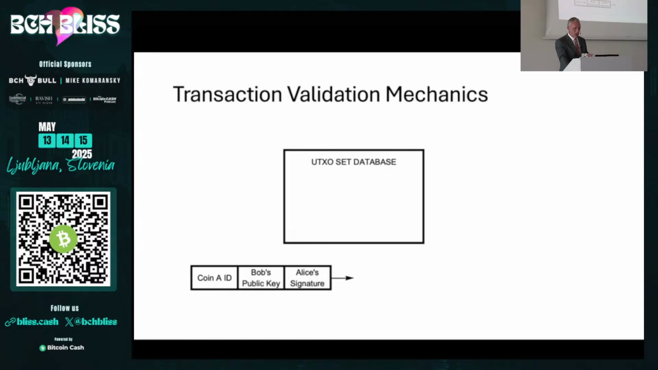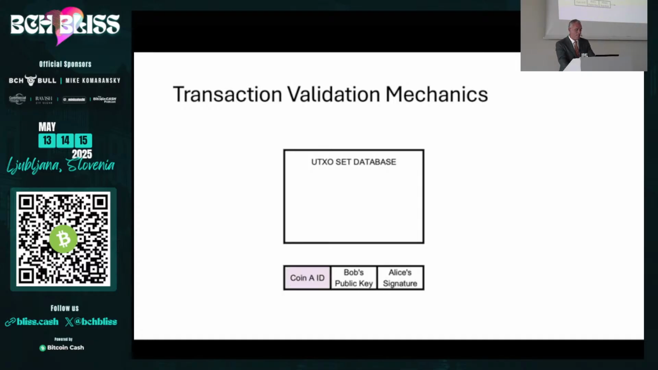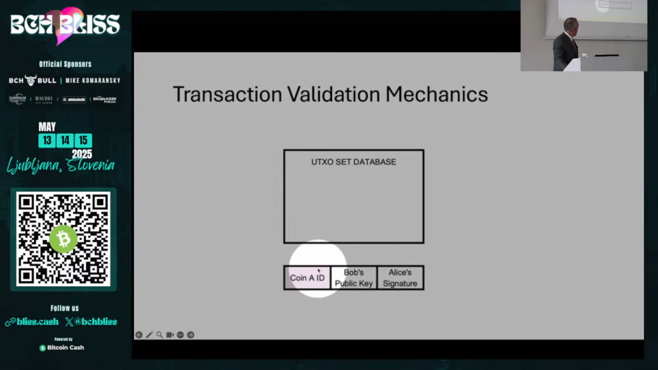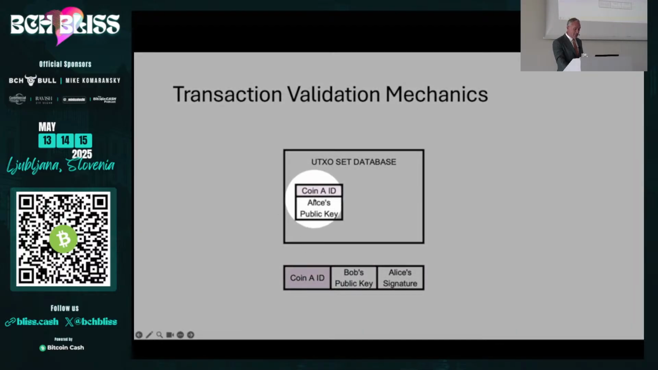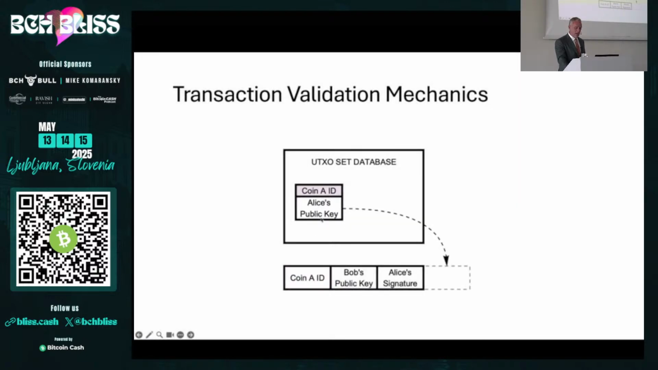Now let's look at how a transaction is validated. So that transaction comes into our node, enters a validation engine. And the first thing our node does is it says, okay, this transaction is trying to spend this coin. Does it exist? Is it unspent? So it goes up into its UTXO set. It says, okay, that coin does exist, it's unspent, and it belongs to Alice. So it plops Alice's pub key here. It appends it to the transaction.